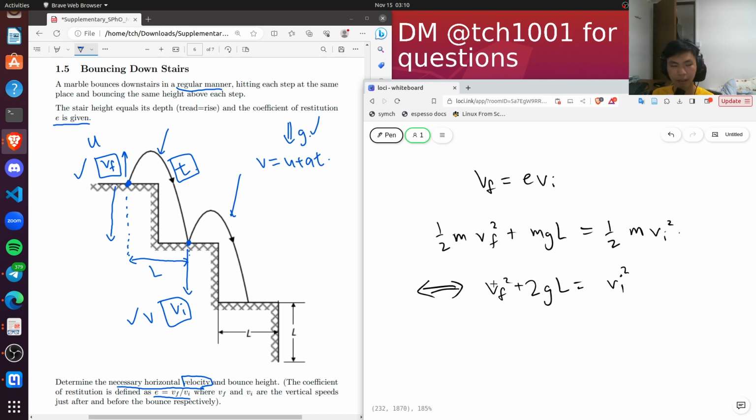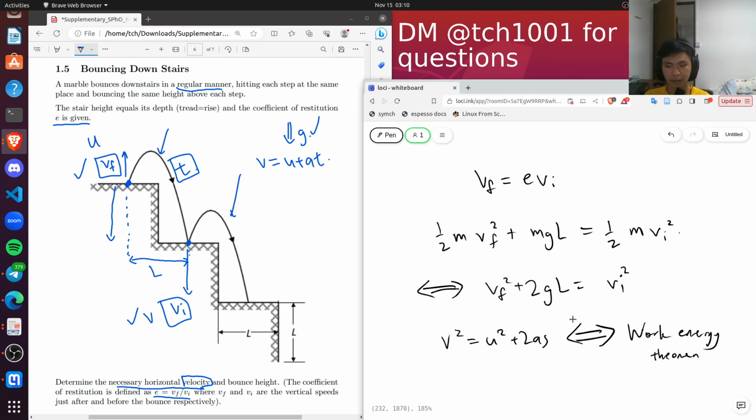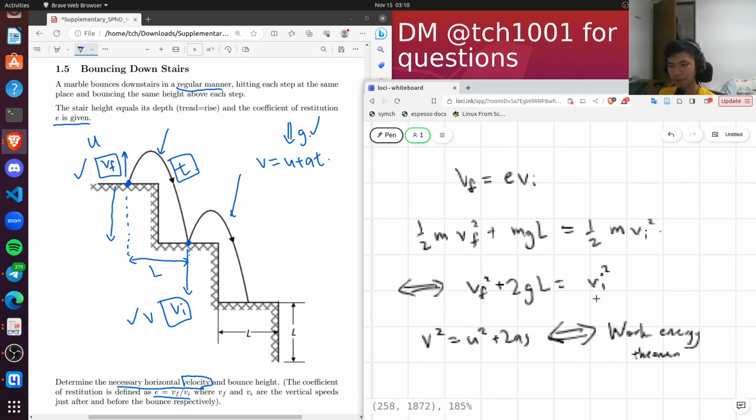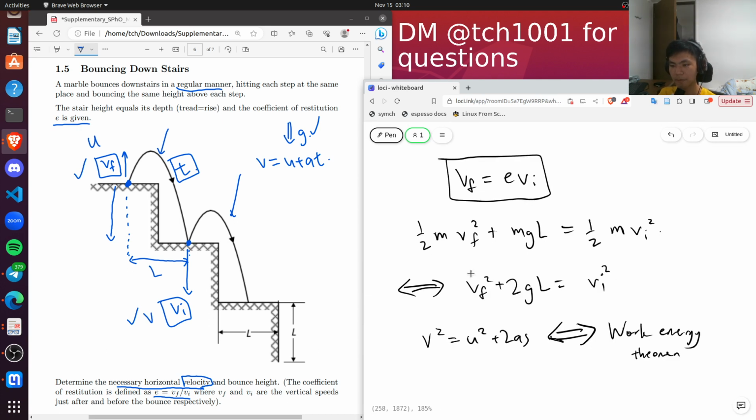On a side note, V squared equals U squared plus 2as has a connection with the work energy theorem. I made a video in detail about that, and the link is in the description. There's a mathematical connection between the two that's not really emphasized a lot. Anyway, we have two equations and two unknowns, so we are very happy.